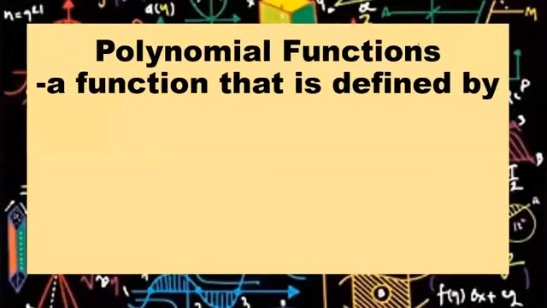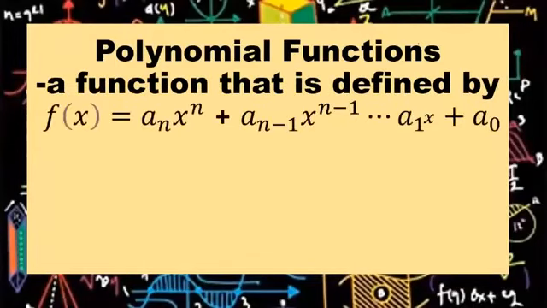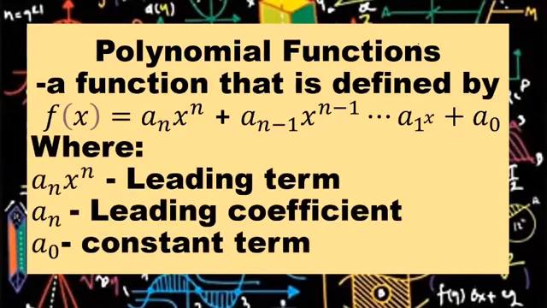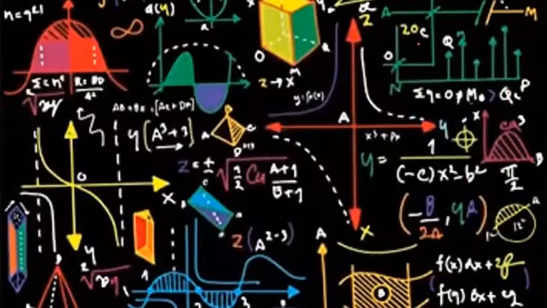Polynomial functions. A polynomial function is defined by f of x equals a sub n x raised to n plus a sub n minus 1 x raised to n minus 1, and so on and so forth, a sub 1 x plus a sub 0, where a sub n x raised to n is the leading term, a sub n is the leading coefficient, and a sub 0 is the constant term.